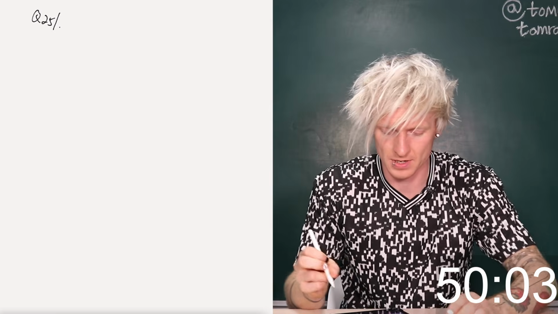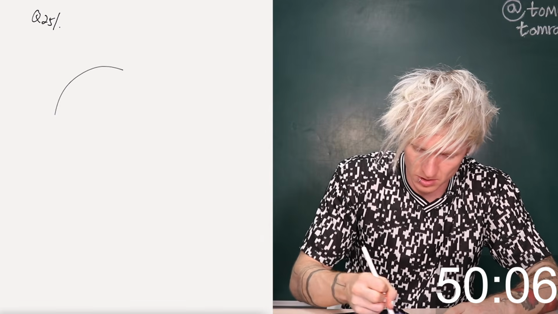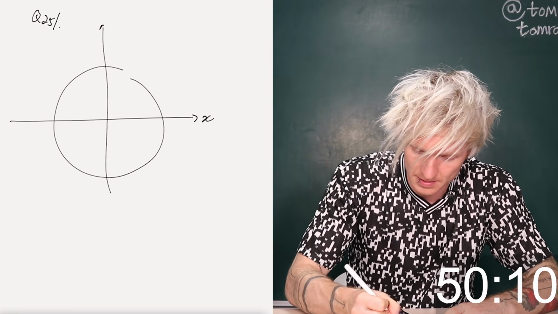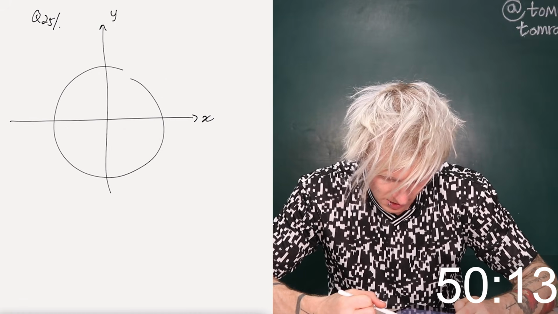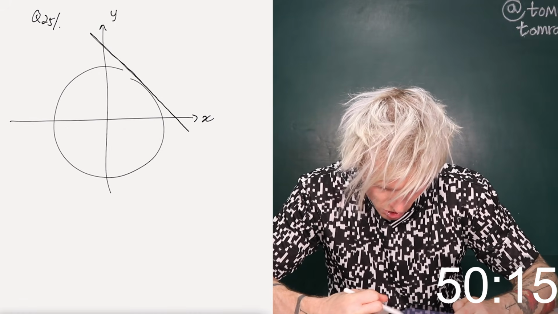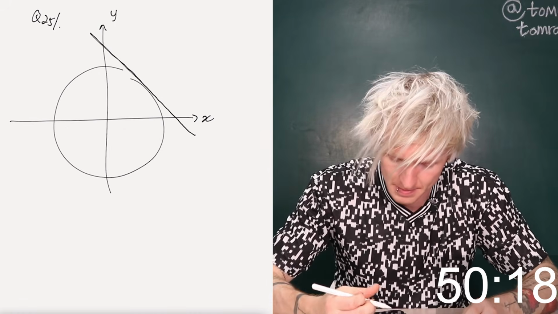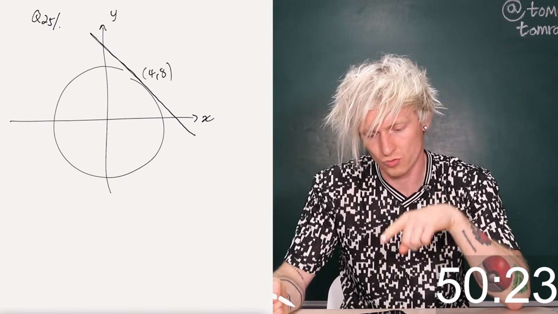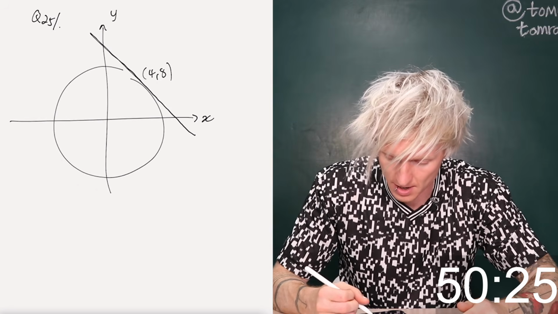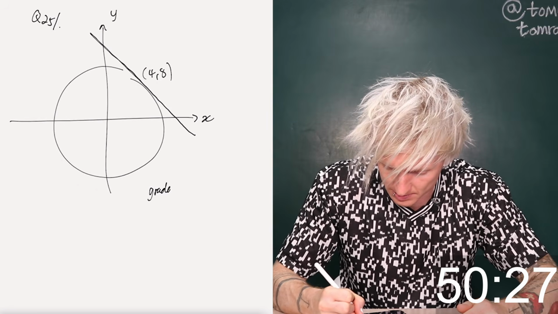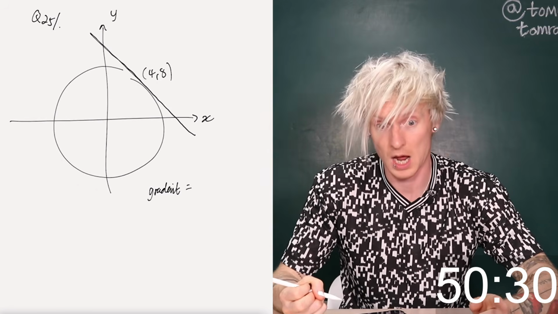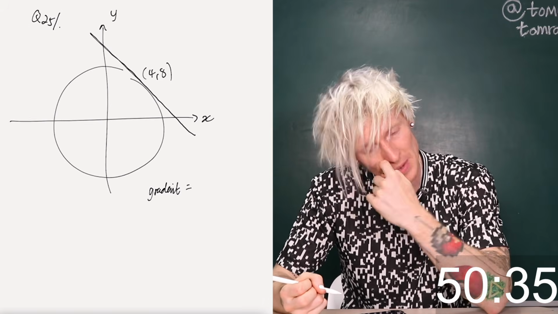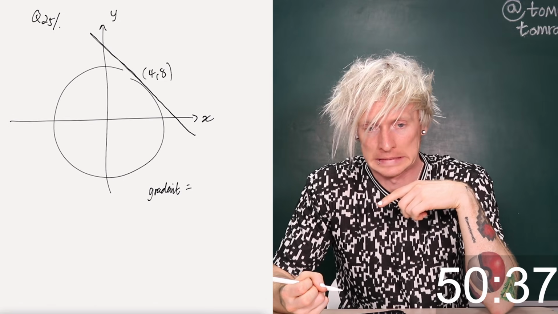Right. How would I do this? So what have I got? I've got a circle. We've got an x-axis and a y-axis. We've got a tangent coming in like so. And I know that this line is passing through the point (4, 8). Great, so therefore the gradient is simply the change in y over the change in x. Do I know that yet? Maybe I don't know that yet.